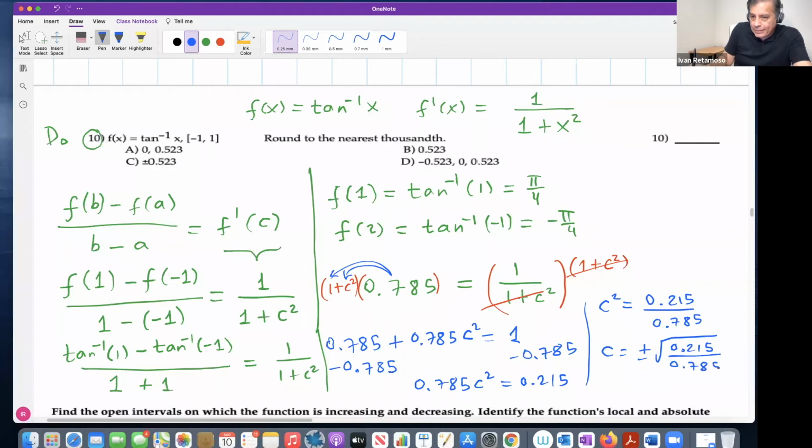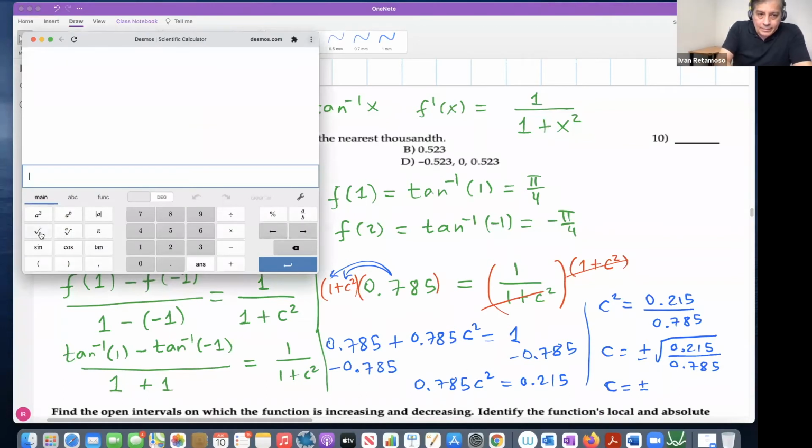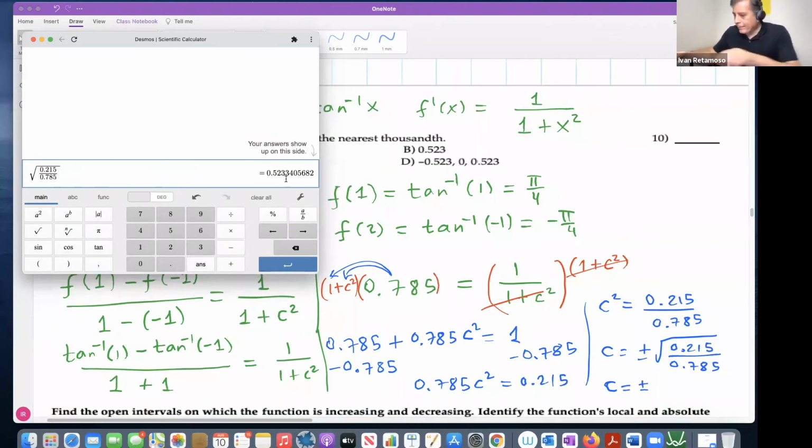Now, let's see what the number is. Plus, minus. Calculator, square root here of fraction form 0.215 over 0.785. 0.523. Positive and negative, right?